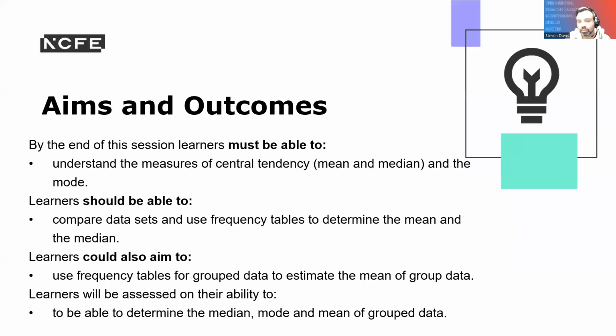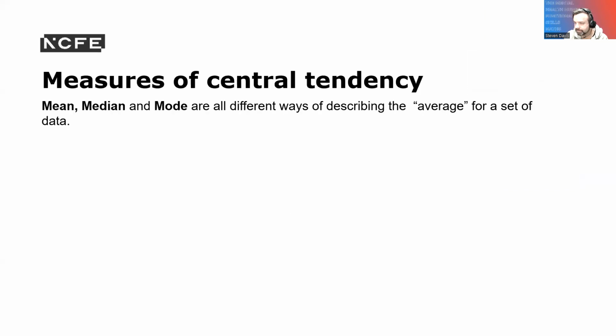Just so you're aware. Right, so the aims and outcomes of this session: you must understand and measure the central tendencies for mean, median and mode. Compare data sets on tables and determine the mean and median. Use frequency tables for grouped data to estimate the mean of grouped data, and you'll be assessed on the ability to determine the mean, median, mode of grouped data.